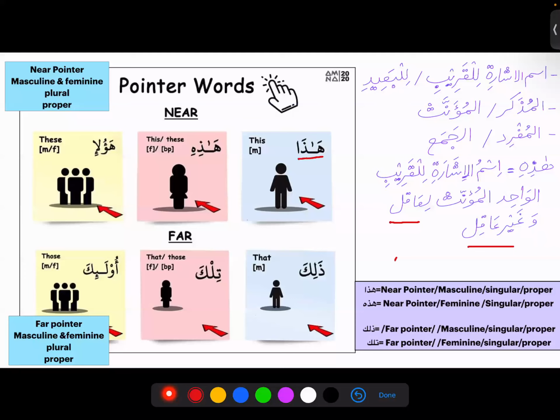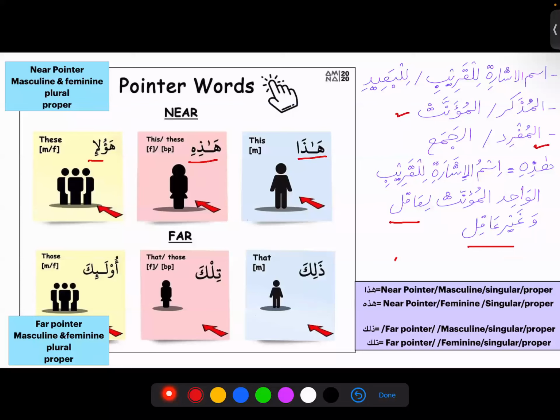That was our haza. Now hazihi. So now this is for feminine. But same thing, ismul ishara lil kareeb. But instead of muzakkar, we're going to call it muannas, right? It is mufrad. And it could be used for akil or ghair akil.